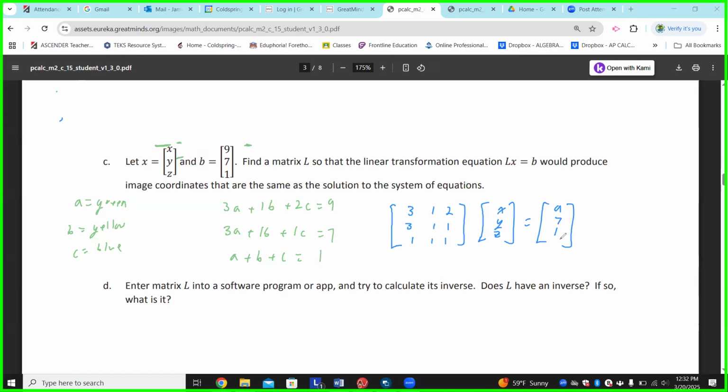Now, when we move on to part D, it says now enter matrix L into a software program app. I could show you how to find the inverse of a 3x3 matrix, but I would need about 2 more class periods just to do the math with you. It is a pretty extensive process of finding a determinant for a 3x3, and then the process of finding the inverse is just long. It's not as clean and easy as those 2x2s. So with that said, if you haven't already, go ahead and get a handy dandy calculator out.